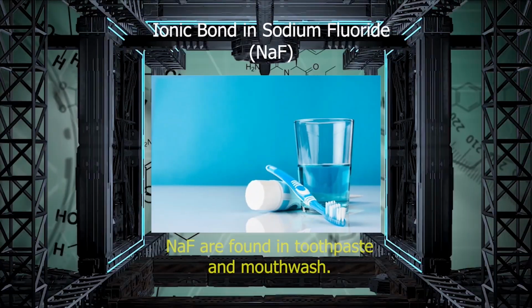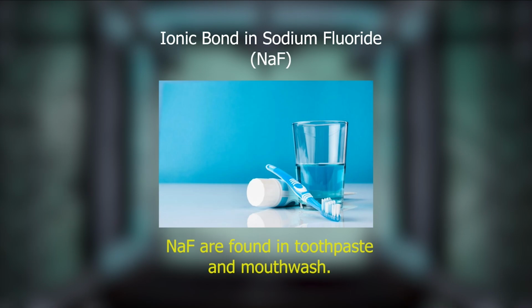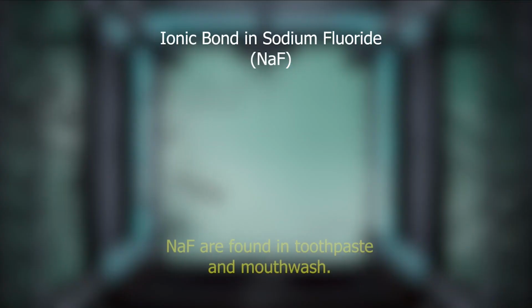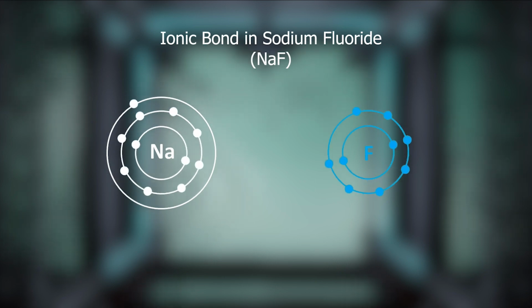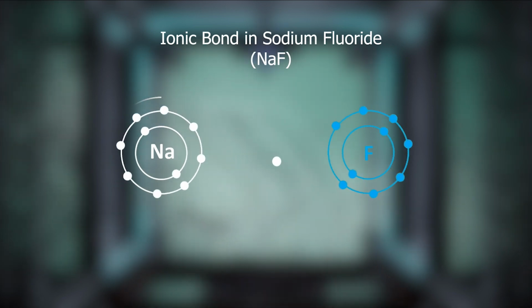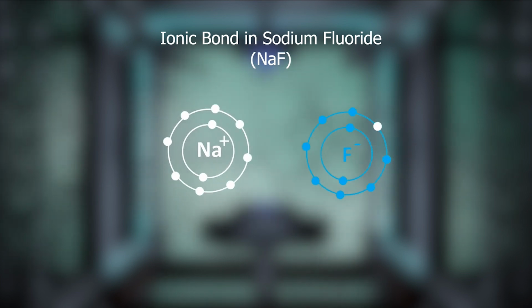Another example of a useful compound is sodium fluoride, which is a main component of toothpaste and mouthwash. It helps prevent dental cavities and tooth problems. It has a chemical formula of NaF, which is also an example of a compound formed from ionic bond.